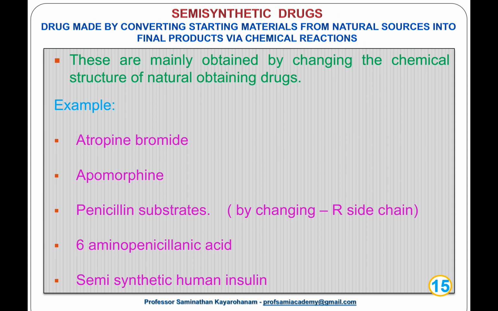Slide number 15. Semisynthetic drugs. Drugs are made by converting starting materials from natural sources into final products via chemical reactions. These are mainly obtained by changing the chemical structure of naturally obtained drugs. Example: atropine bromide, apomorphine, penicillin substrates by changing the R side chain, 6-aminopenicillanic acid, semisynthetic human insulin.